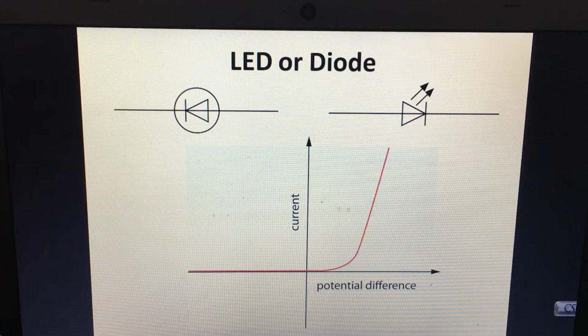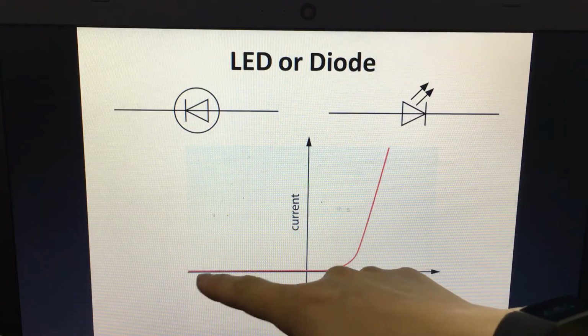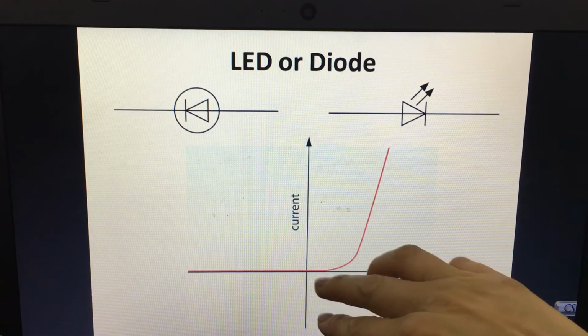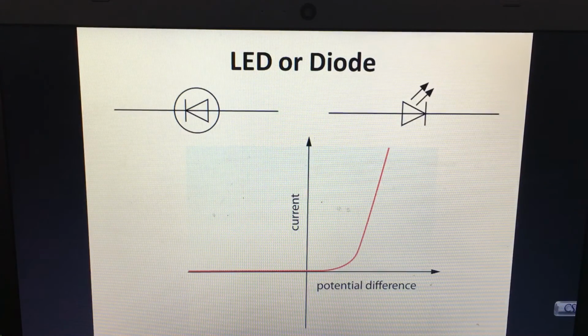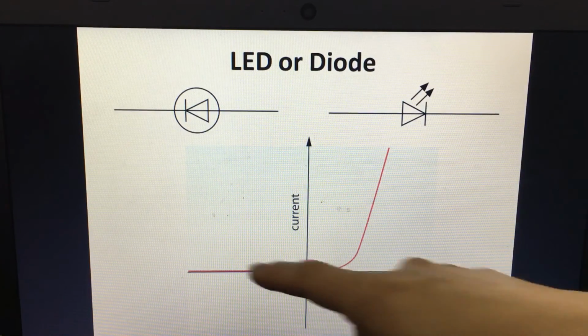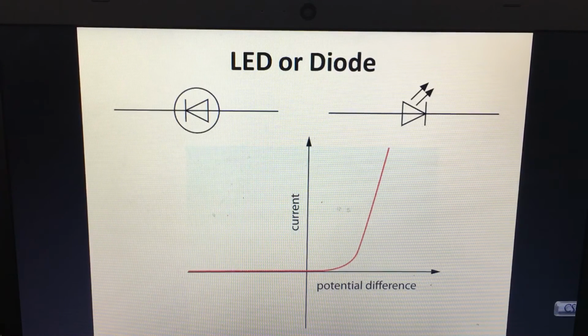An LED or a diode. Both the graphs look the same because they are both diodes. Diodes only let current flow in one direction, which is why here it's almost zero, and until it gets to a point it will actually start to increase. So if you get a graph like this and you have to label it, it is an LED or a diode depending on which option they're giving you.